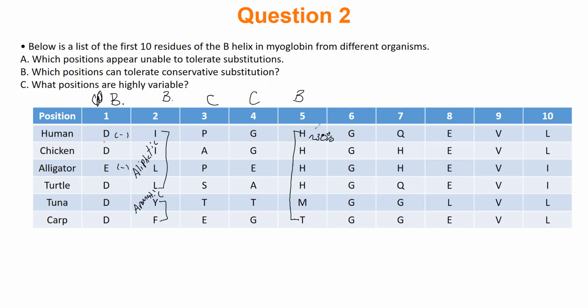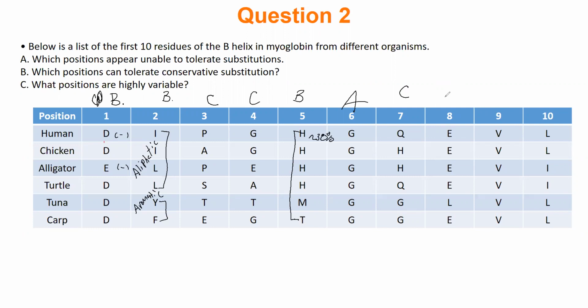So M and T are both polar as well. So I would say all of these are polar. So that would be a conservative. The easiest one is unable to tolerate, because you just see something down the line. That means at position 6 for this protein, glycine is critical to function. Position 7, highly variable. You have some polars and some glycine. So it doesn't seem to matter really what's in there. Position 8.